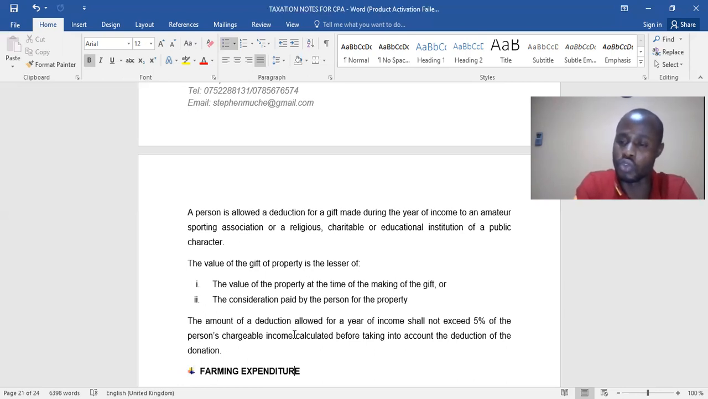Now that is option 1. Option 2, because you think you might forget, you first add back the donation the way it is. Then after adding back, you get the chargeable income, and you realize that it is within the 5%. You come and deduct again the whole of it. So you also make an adjustment: you add back and deduct the same figure. I'll get an example and we try it together.